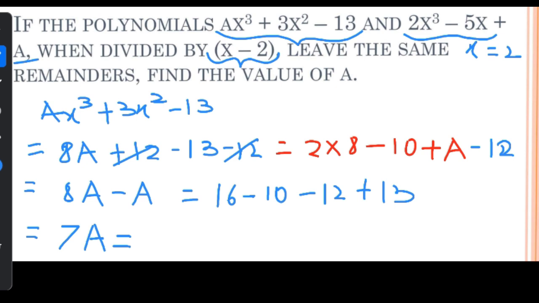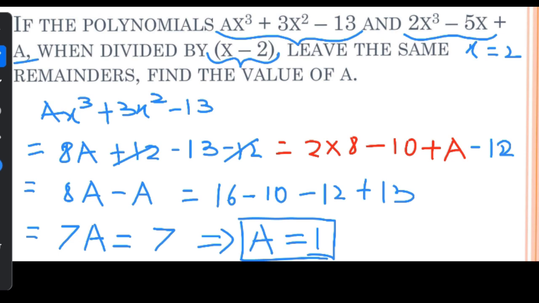First, batao. Any of you can tell the answer. Right? 16 plus 13 is 28. Sorry, 29. And 29 minus 22 is 7. That means a equals to 1. So now that this question is done, we will solve another question of the same type.